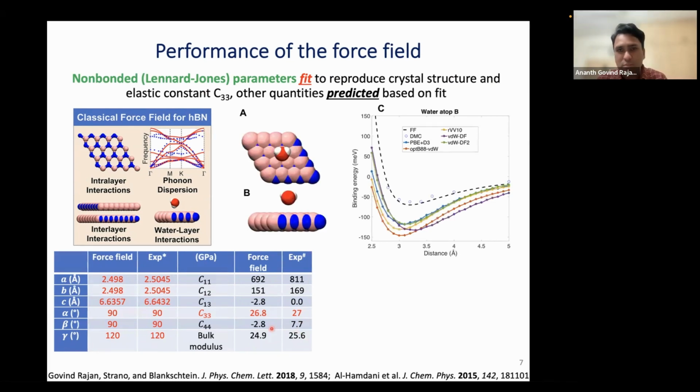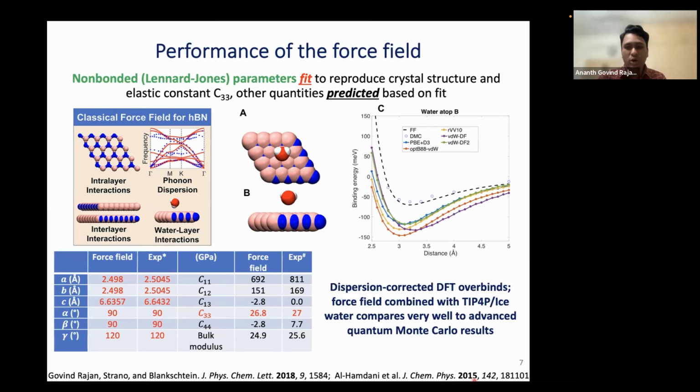And a highlight of this particular work was when we looked at the water-sheet interaction, and the dashed lines are the force field. This is the binding energy of water with the sheet as a function of distance. You could see that dispersion corrected DFT overbound water with the surface, but our force field lay very close to the diffusion Monte Carlo results from the Michaelides group, right? So this was very good, and what this said is that we could use the TIP4P/Ice water model. That was the model used to get these cross interactions through combining rules, and it could be used in molecular dynamics studies.